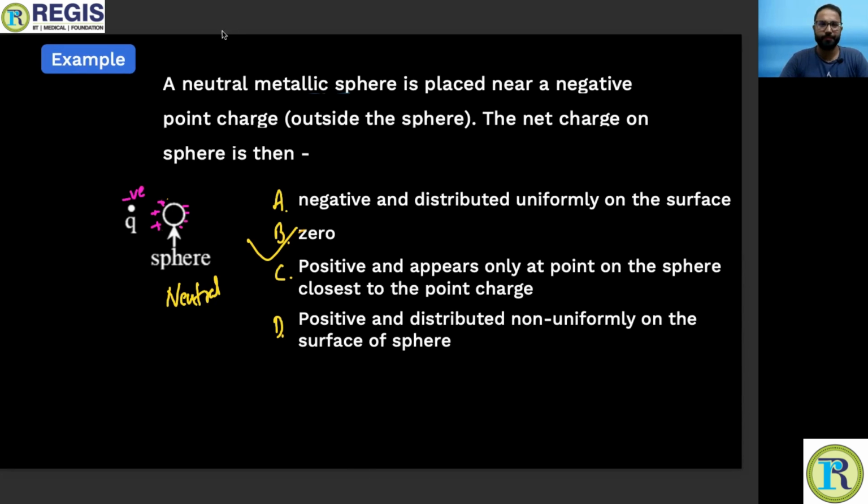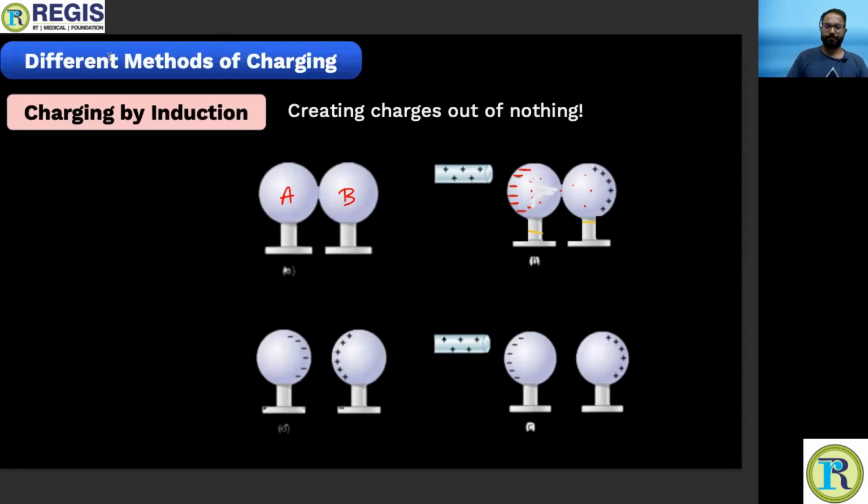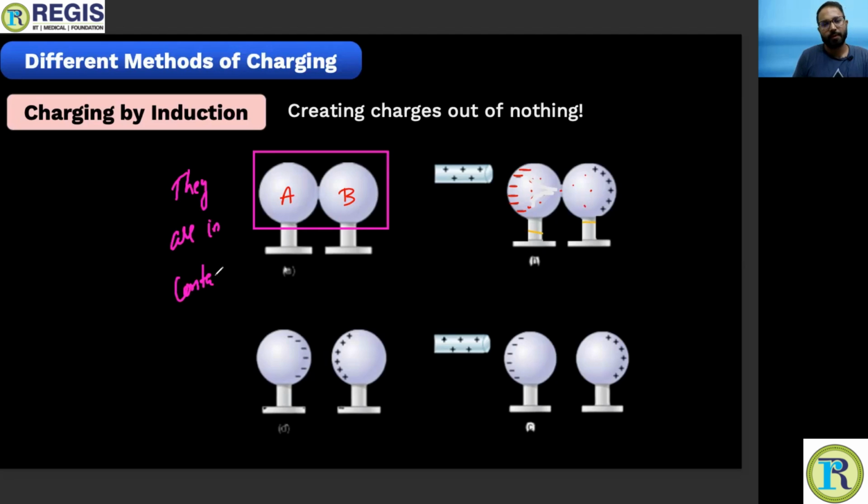Clear? Okay, let me give another example of induction. There are two objects, A and B. Initially, in the first stage, they are in contact.